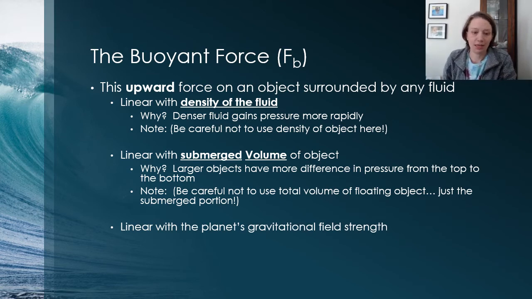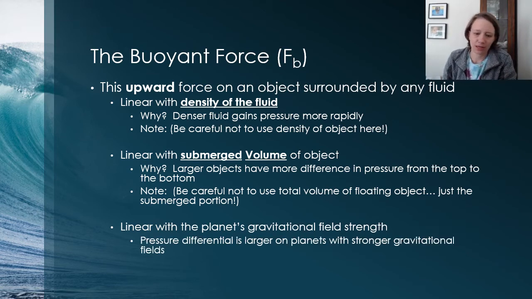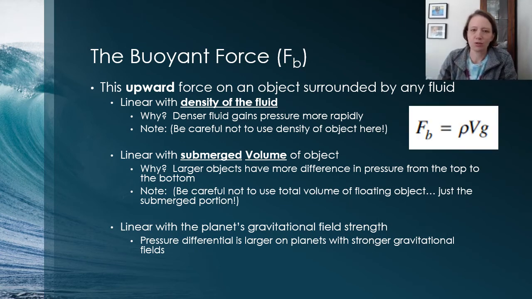The third thing is the planet's gravitational field strength. And again, we kind of talked about this before, but the pressure differential is bigger on planets with a stronger gravitational field. So this is why it matters in this equation as well. It boils down to this equation, which you should find on your AP equation sheet, which is F_b equals rho g V.